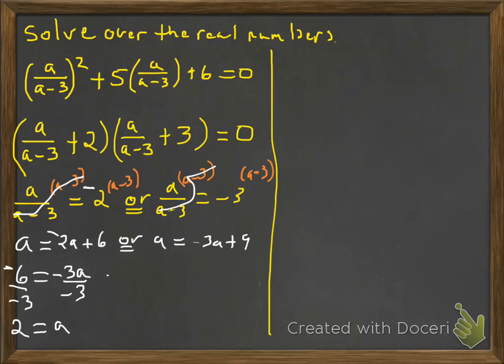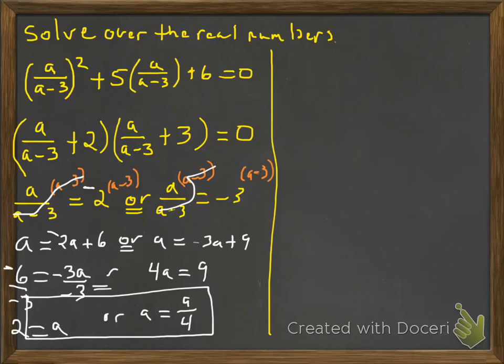Okay, on the other side, we're going to add the 3a to the a to get 4a equals 9. Alright, something happened weird over here. Let's fix this. Alright, so one of our answers was a is equal to 2, and the other one is a is equal to 9 over 4. And make note that one of our restrictions was a couldn't be 3. But both these answers are okay, though.